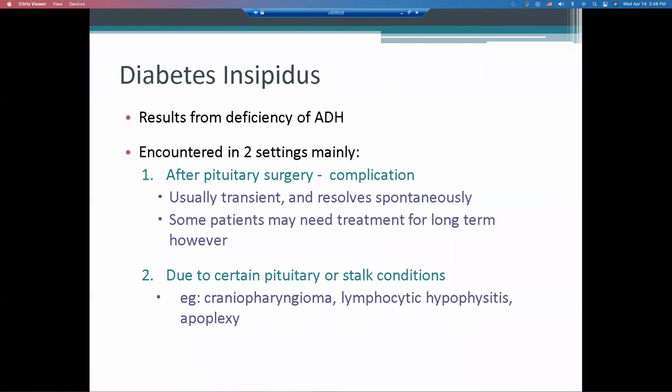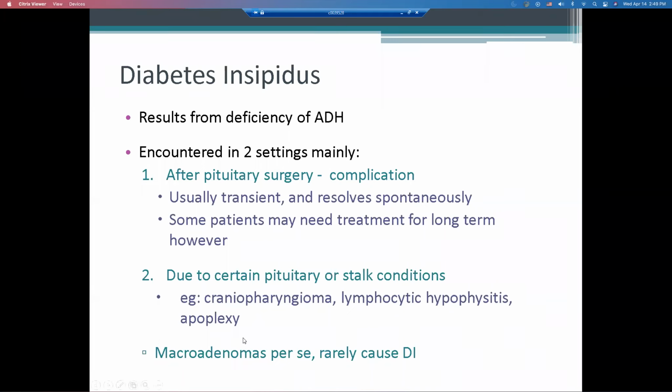Craniopharyngiomas are a very well-known tumor cause of diabetes insipidus, and I need you to remember this. Lymphocytic hypophysitis is another condition that can cause diabetes insipidus, and apoplexy, which is infarction of a pituitary tumor, can also cause diabetes insipidus.